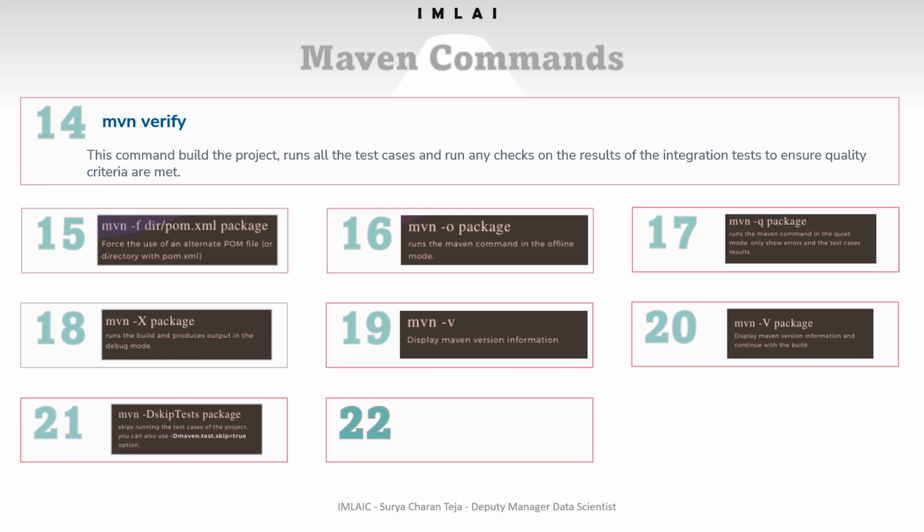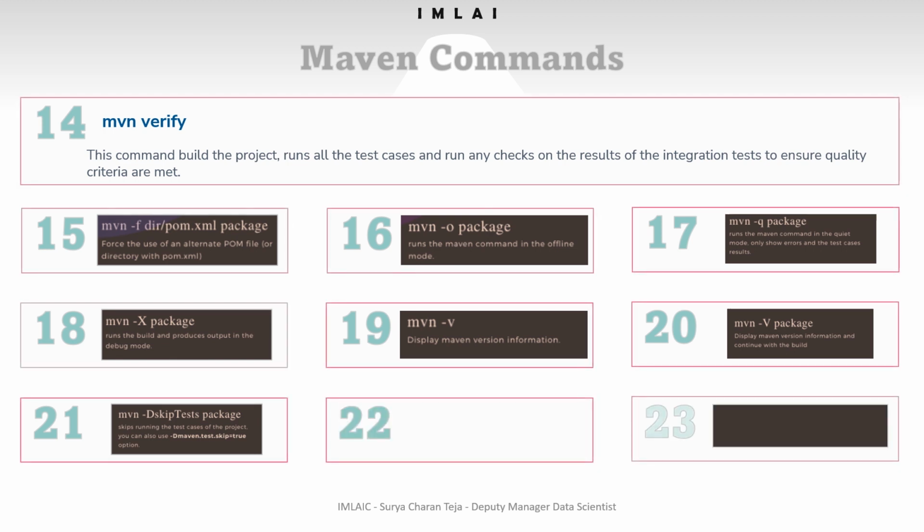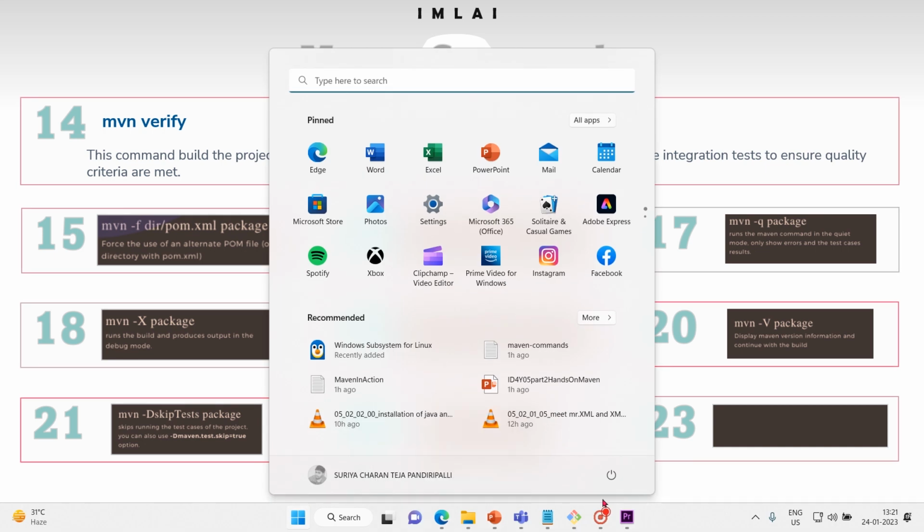Then the last one, mvn -T package. This command tells Maven to run parallel builds using the specified thread count. It's useful in multi-module projects where modules can be built in parallel. It can reduce the build time of the project because we are running parallel builds. So that's the reason.